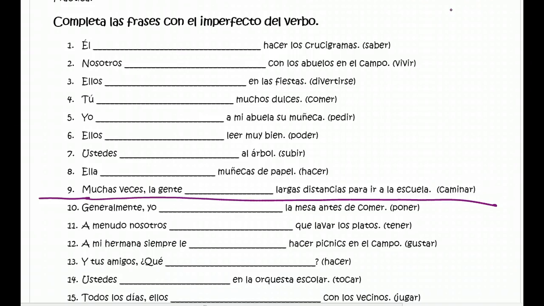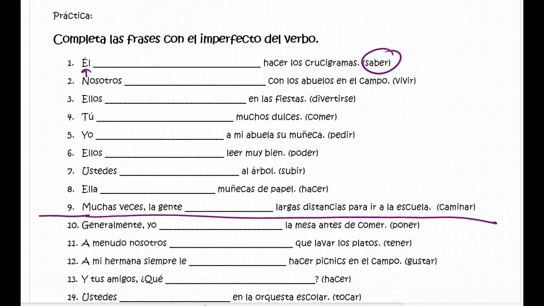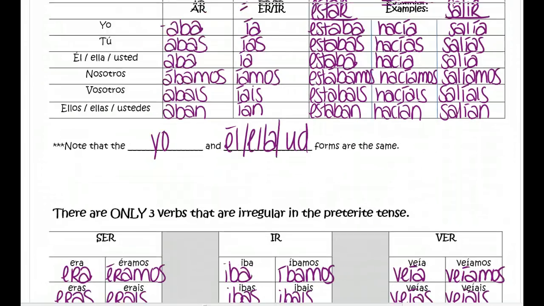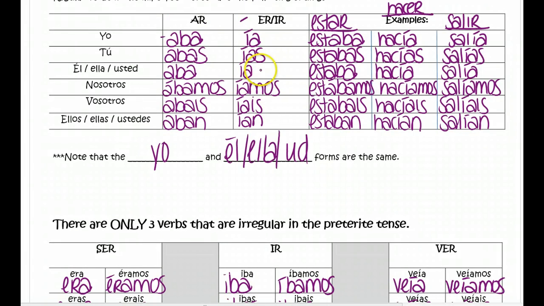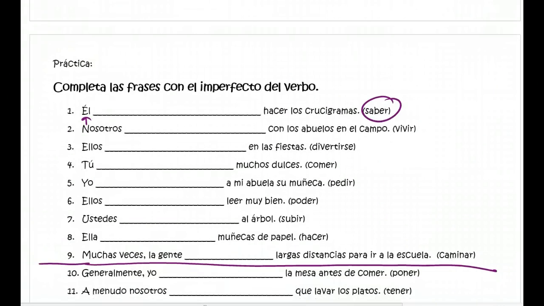So we'll just do number 1 together. Our verb is saber. Our subject is él, so we know that the él, ella, usted ending for an ER verb is going to be ía. So our verb is going to be sabía. Él sabía hacer los crucigramas. He used to know how to do crossword puzzles. So again, for homework, please make sure that you do numbers 1 through 9 and come to class prepared with any questions that you have about the imperfect tense.